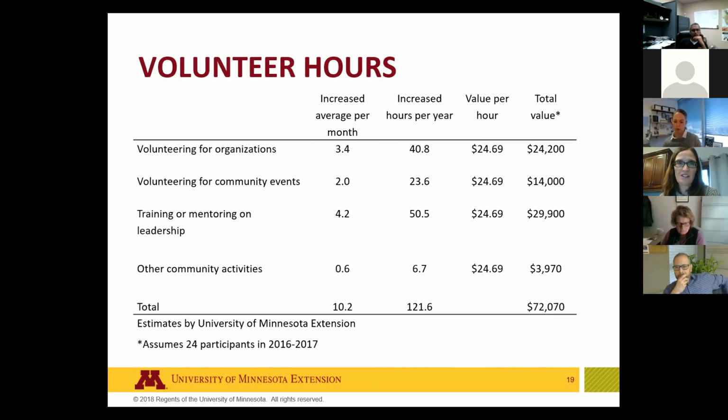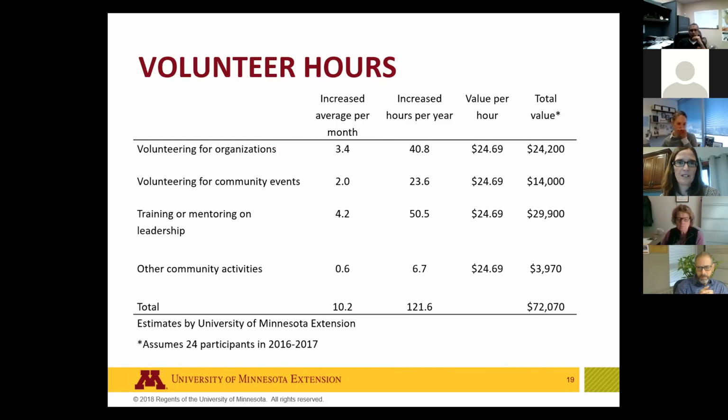So this is just the volunteer hours. What we did is we had those averages that Scott talked about for each one of those categories. And then we calculated over a year and then per total participants. And then we used just the standard value of a volunteer hour, which is a published statistic that you can get every year.